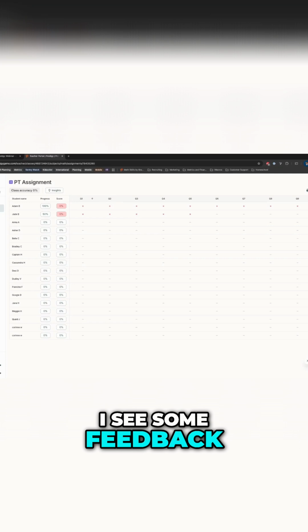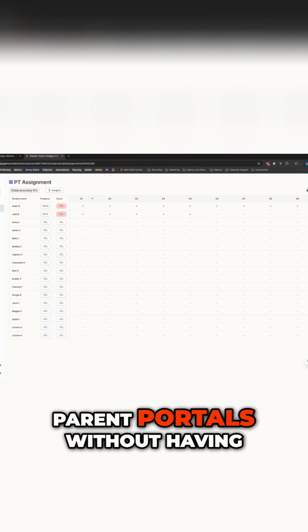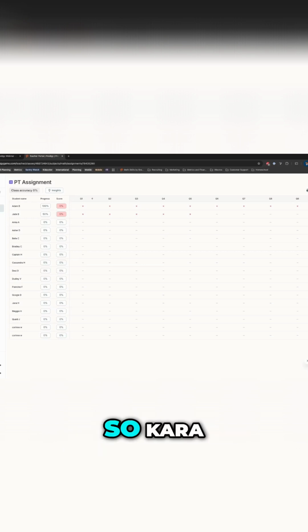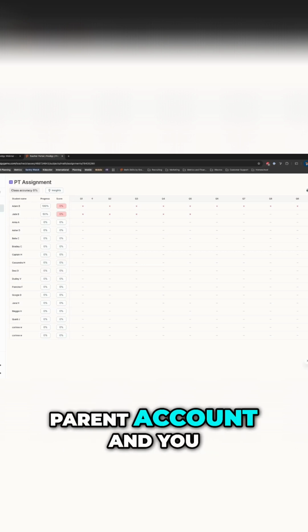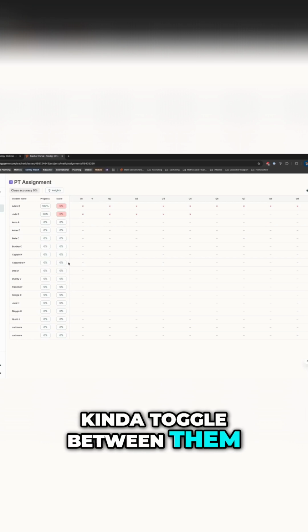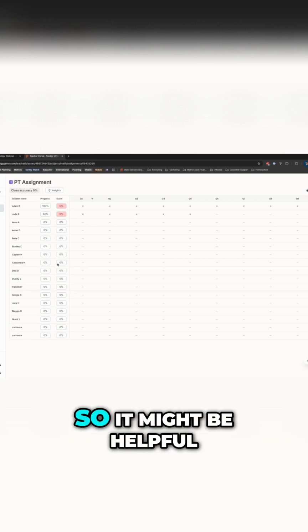I see some feedback saying it would be wonderful to easily toggle between the teacher and parent portals without having to sign in different credentials. So Kara, I'm guessing you have both a teacher and parent account and you kind of toggle between them. Yeah. We do notice a lot of our homeschooling parents do that. So it might be helpful.